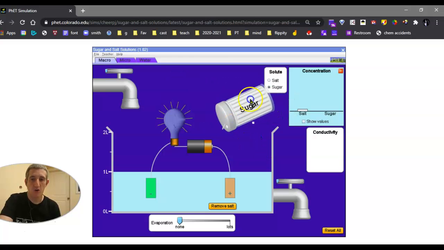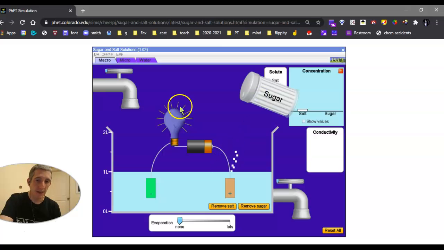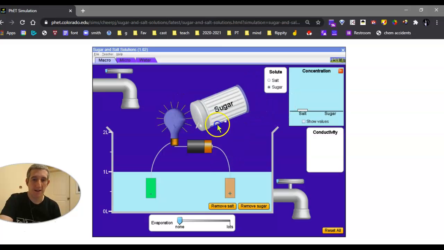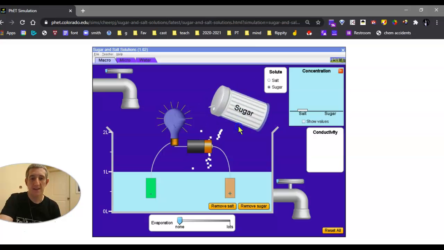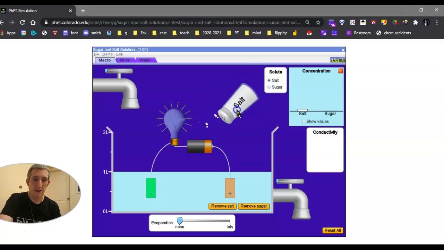So if I were to add more sugar, these beams of light aren't going to get any bigger. As I keep adding and keep shaking, these beams of light are not getting any bigger. Sugar does not conduct when it is dissolved in water. But if I were to add more salt, there's the salt, and hopefully you see those beams of light get a little bit bigger. All right, so thank you for that.